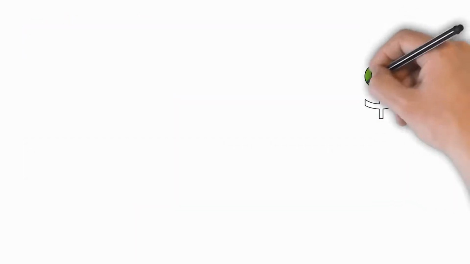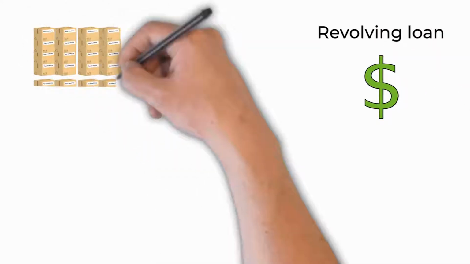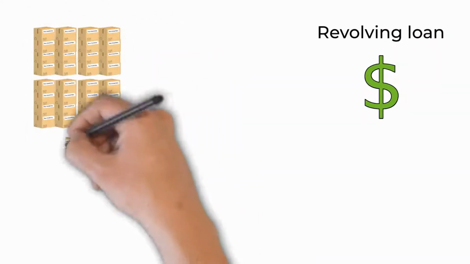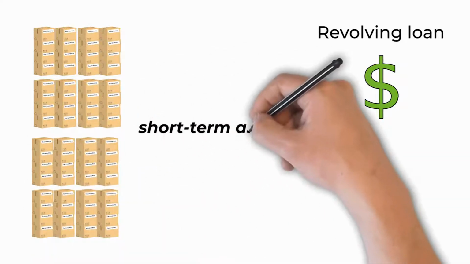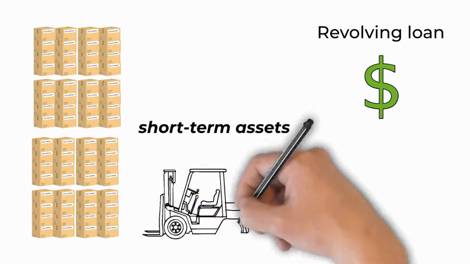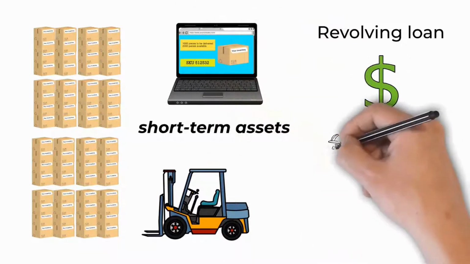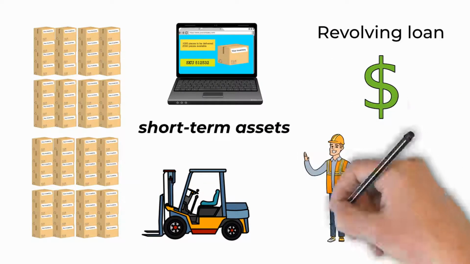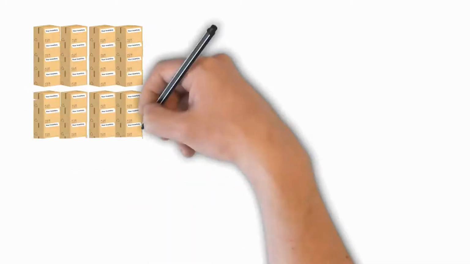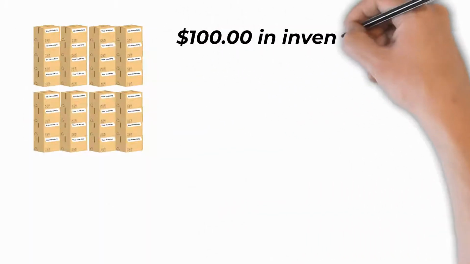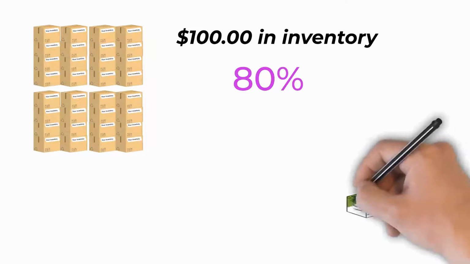The next type of loan is a revolving loan. And these are similar to asset-based loans in that they are normally tied or pegged to short-term assets. But instead of being repaid with specific activity in the business, they are just pegged or monitored against assets. So for example, if you have $100 in inventory, you may be able to borrow 80% of that inventory in a loan. So I may be able to get an $80 loan against my $100 inventory.